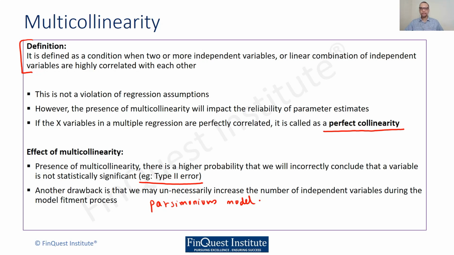So this is something which we need to carefully handle, because if there is multiple correlation, or what we call multicollinearity, that is something which needs to be tackled so that we keep our model setup simple. We don't end up with a very large number of independent variables, which can be a problem.